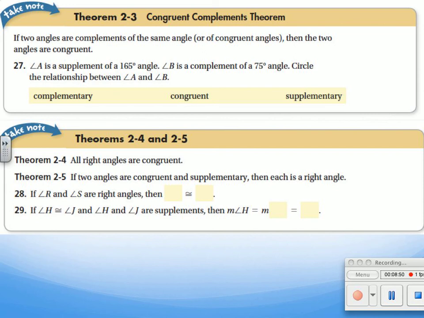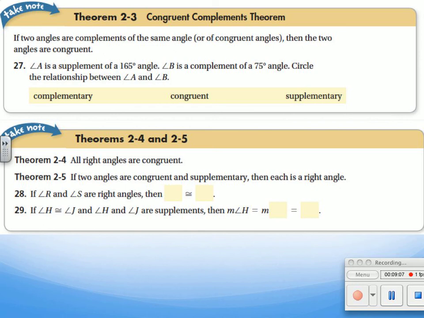Theorem 2-3 is the congruent complements theorem. If two angles are complement of the same angle or of congruent angles, then the two angles are congruent. This is similar to the supplement theorem, but now it's the complement theorem.